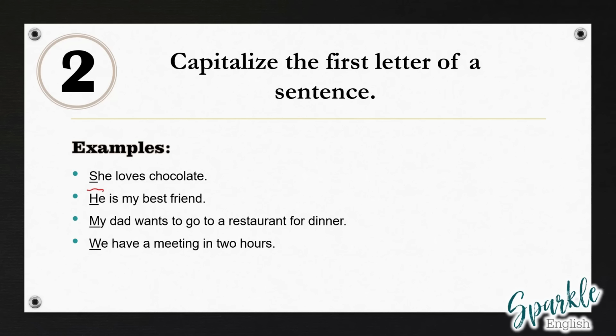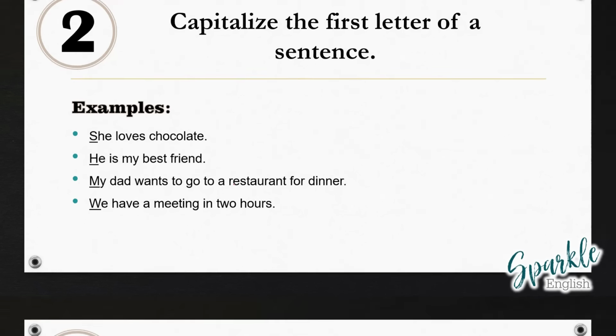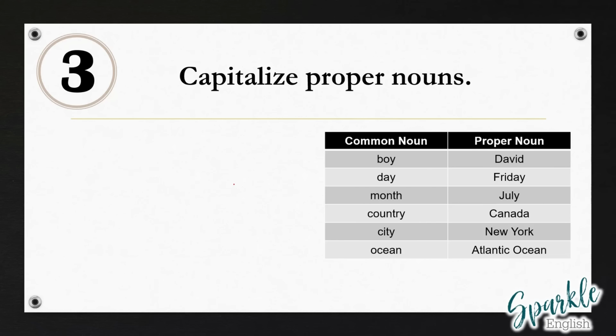When a sentence ends with a question mark, a period, or an exclamation mark, you would leave one space, and begin the next sentence with a capital letter. For example, she loves chocolate. He loves pizza. We have to capitalize he and leave a space between the period or the full stop and the next sentence.